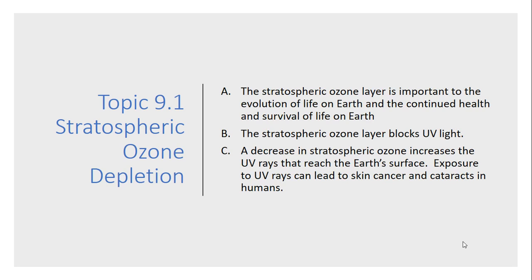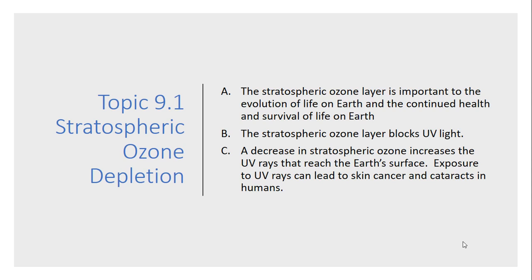Now, topic 9.1 is all about stratospheric ozone. So be very, very careful. Remember, back in Unit 7, we talked about tropospheric ozone or ground level ozone. It is still the same exact chemical formula as the ozone found in the stratosphere, which is O3. However, the ozone found in the stratosphere is the good ozone. That is the one that is important for life.